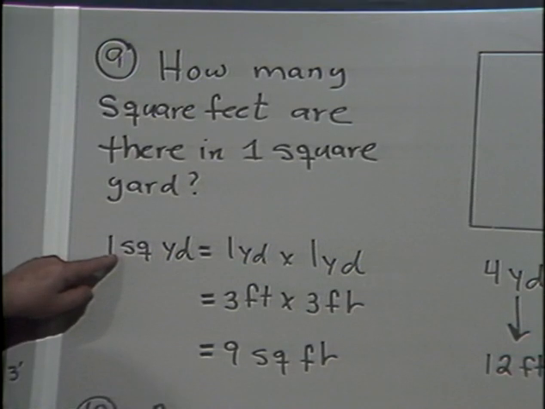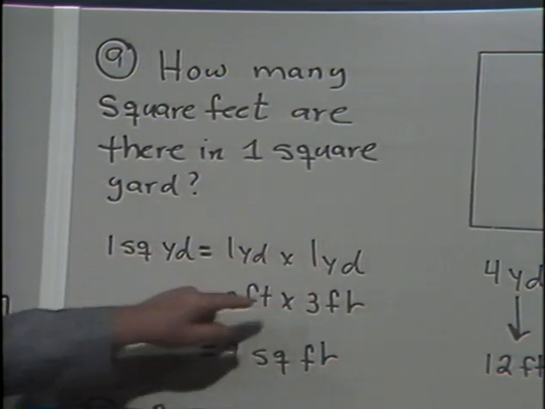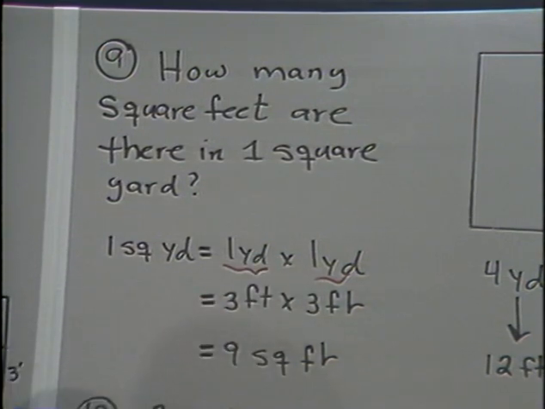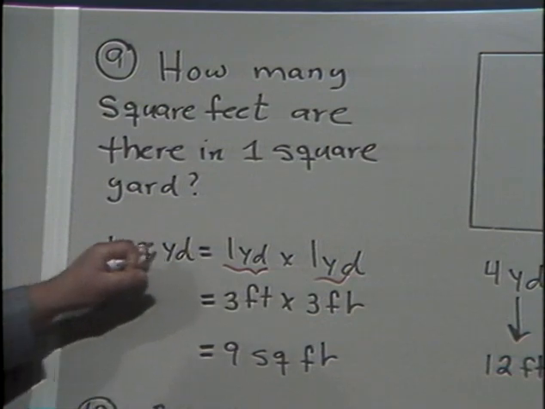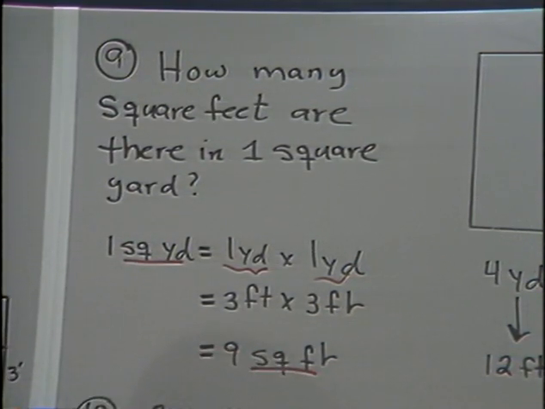If you don't want to draw the diagram, you say, look, a square yard means 1 yard by 1 yard. Another name for 1 yard is 3 feet. And 3 feet times 3 feet is 9 square feet. In other words, even though 1 yard is 3 feet, 1 square yard is 9 square feet. And did you notice that from the previous problem? A 3 foot square has 9 square feet in it.